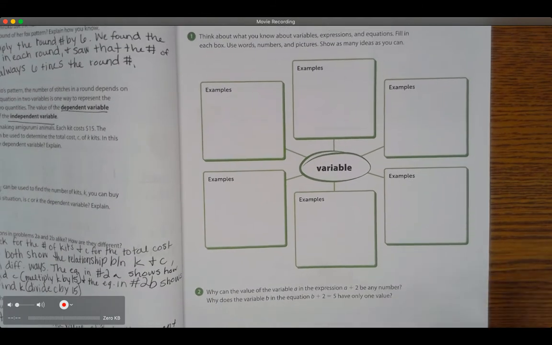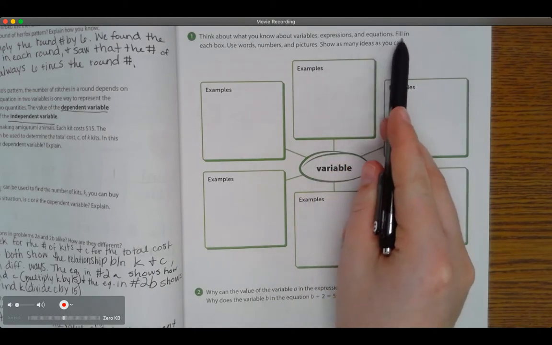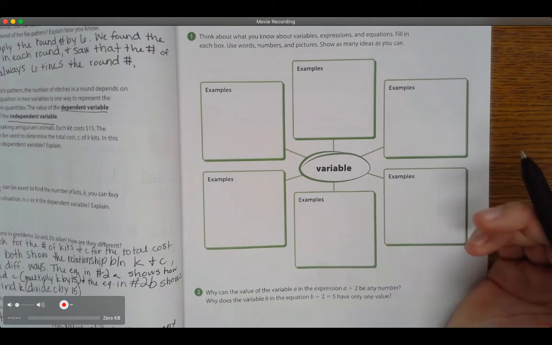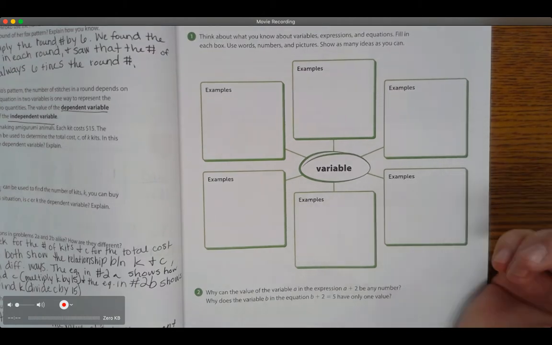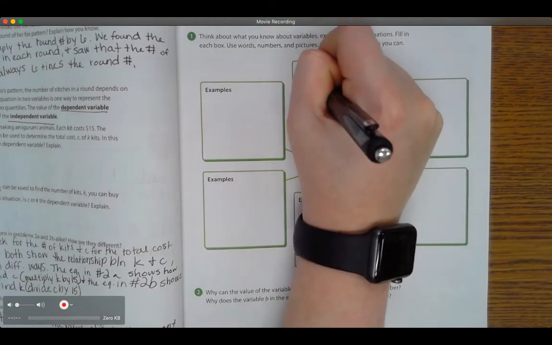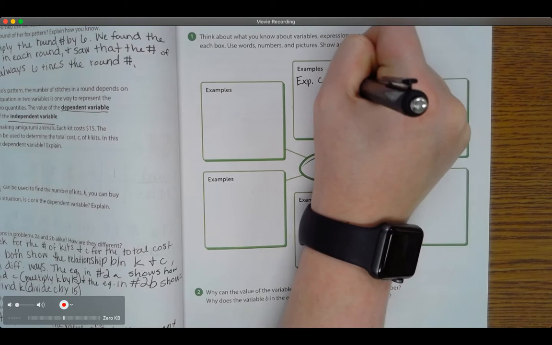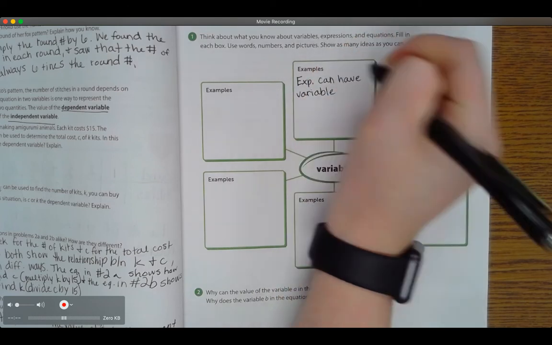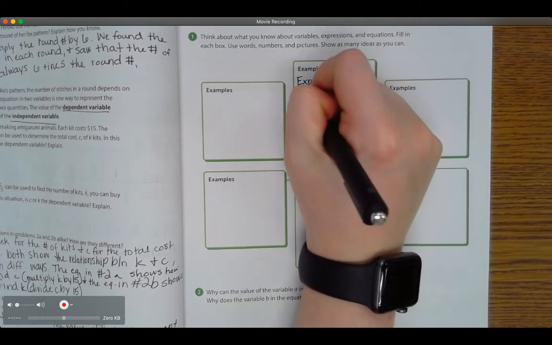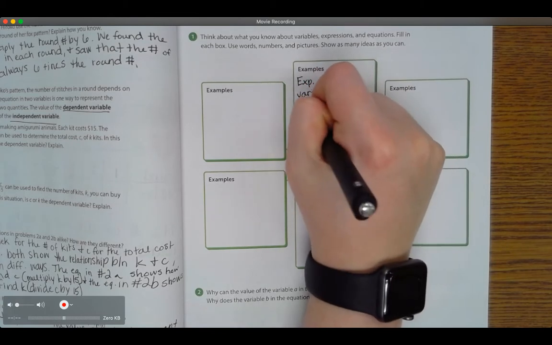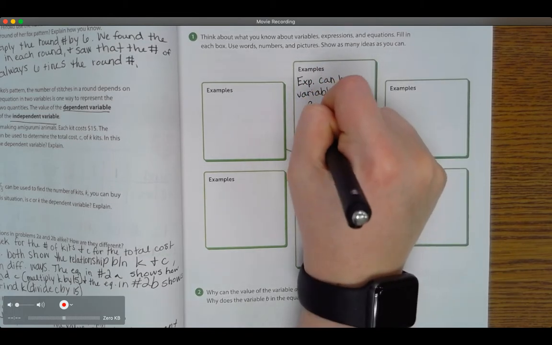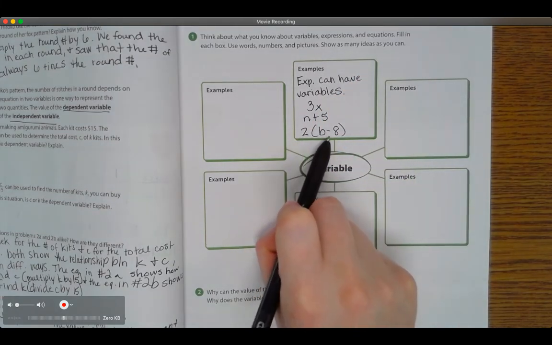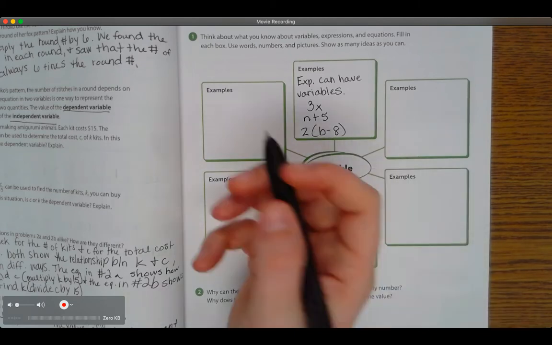All right. So think about what you know about variables, expressions, and equations. Fill in each box. Use words, numbers, and pictures. Show as many ideas as you can. So we know that expressions can have variables. And a variable is a what? It is an unknown number. So 3 times x, we can have n plus 5. We could have 2 times b minus 8. Does anybody remember what this is called? What property? Yep, it's the distributive property.